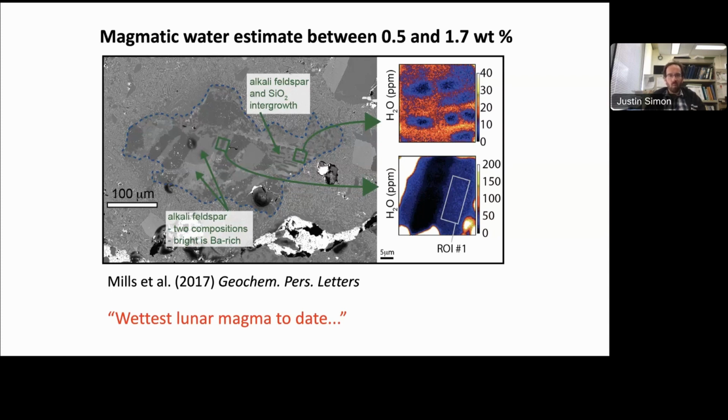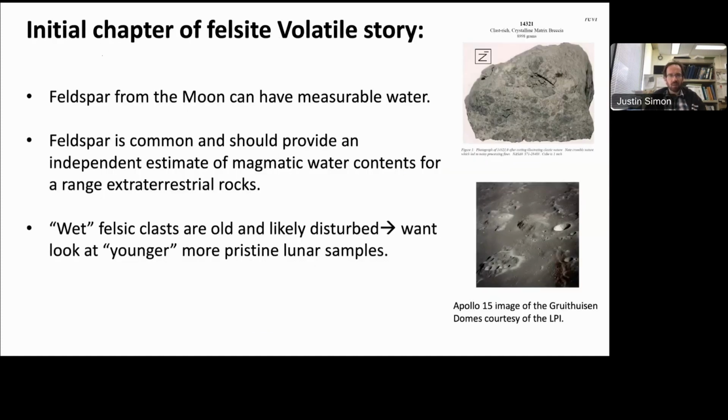This is wet or wetter than most granites on Earth. So this was a significant discovery. There's a catch, but this was a significant discovery. So that was the initial chapter of the JSC, or I should say my group's volatile story of felsites. Feldspars from the moon have measurable water.